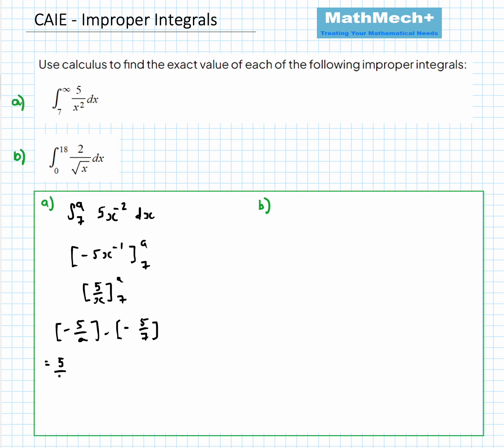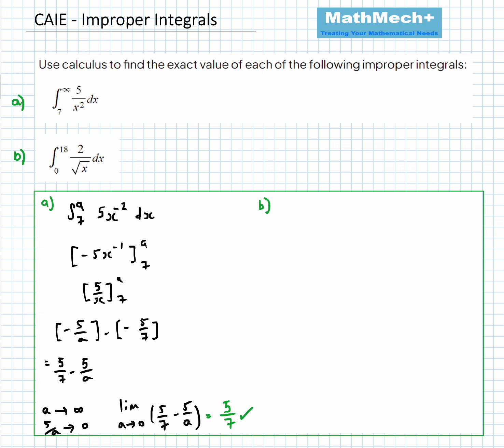We'll simplify this now, and so we'll end up with our 5 over a. As our finite value, a, tends to infinity, our calculated integral with the upper limit or lower limit tends to 0. 5 over a tends to 0, so the answer will be 5 over 7.